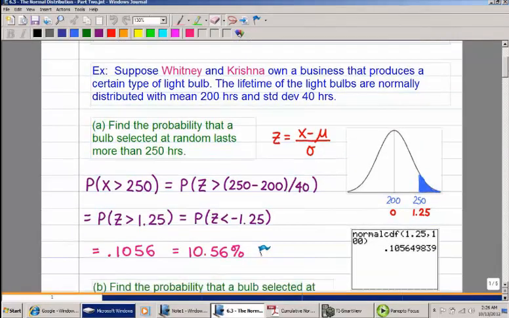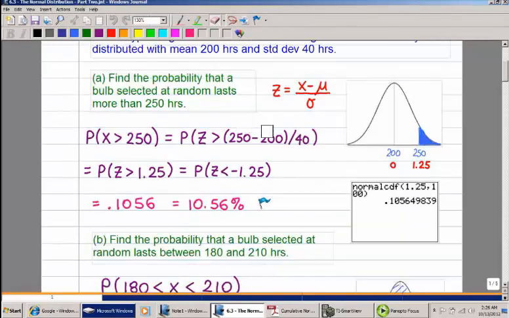So let's see. I'm converting my value of 250 to a z. 250 minus 200 divided by 40 is 1.25. If your answer doesn't divide evenly like this one, which is exactly 1.25, you would round this to 2 decimal places to use the chart, and even for the calculator, to make your answer similar to what the chart answer would be. So we learned last time that we can do the greater than.